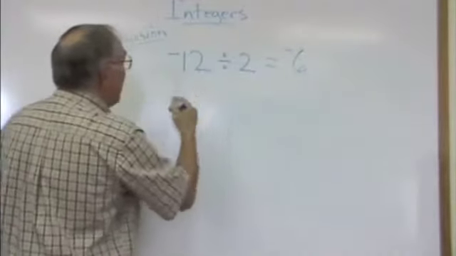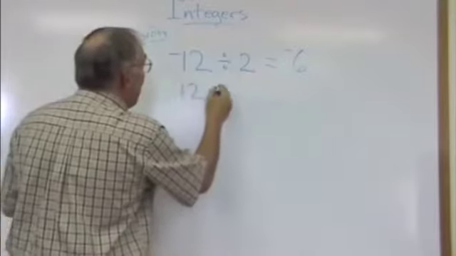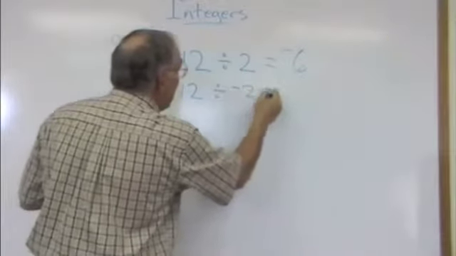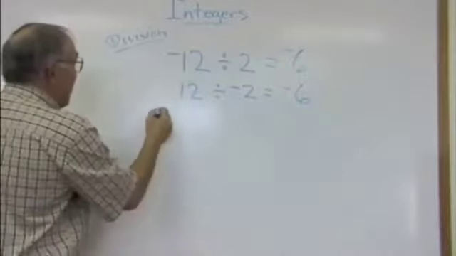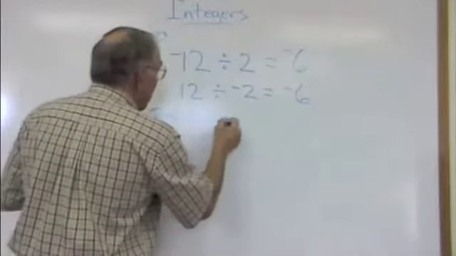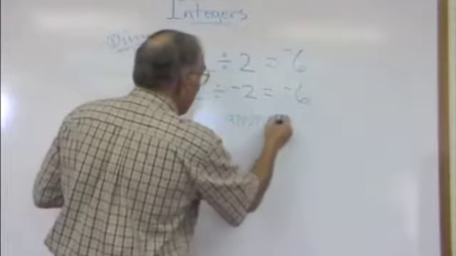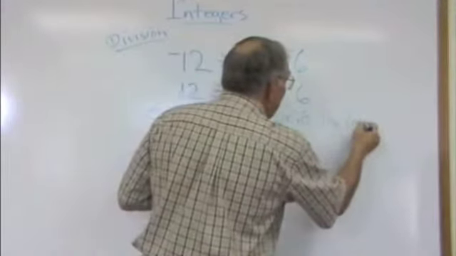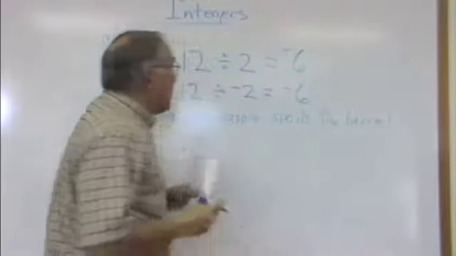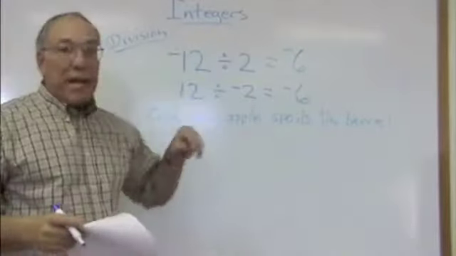Doesn't matter which number the negative sign is on. If it was 12 divided by -2, the answer would still be a -6. One bad apple spoils the barrel. Signs are different, the answer is negative.